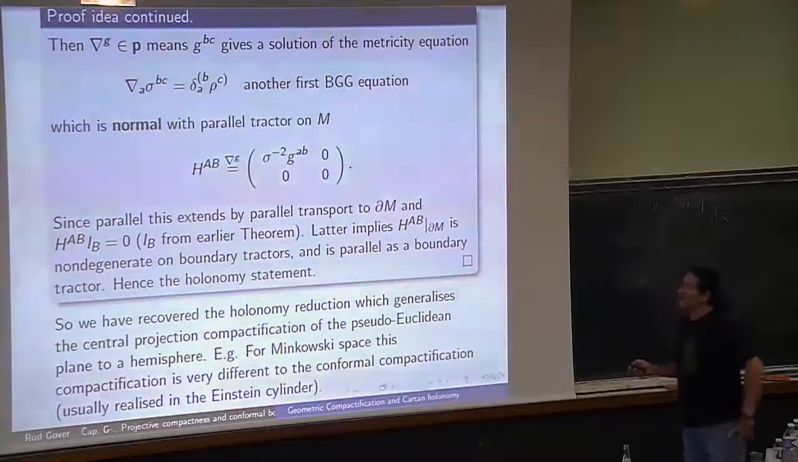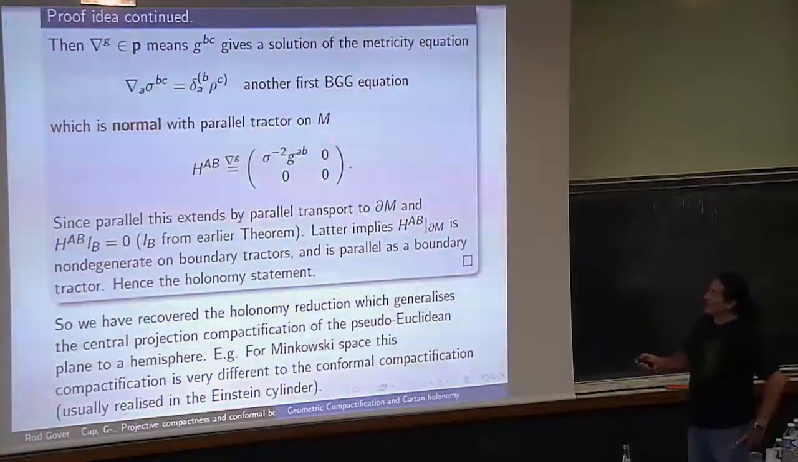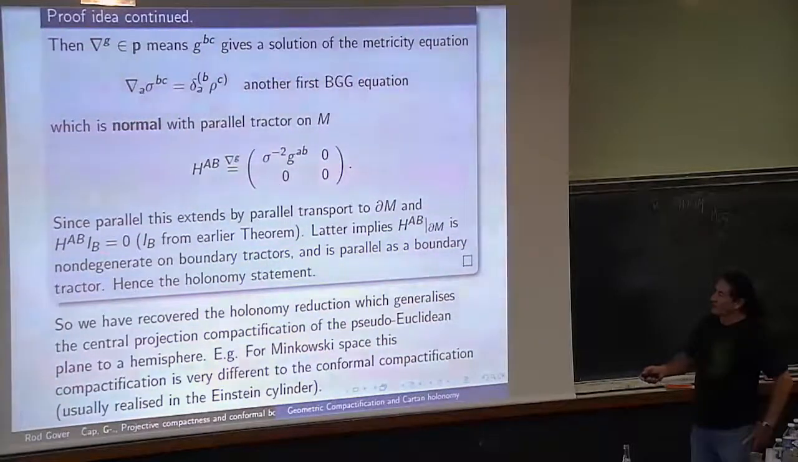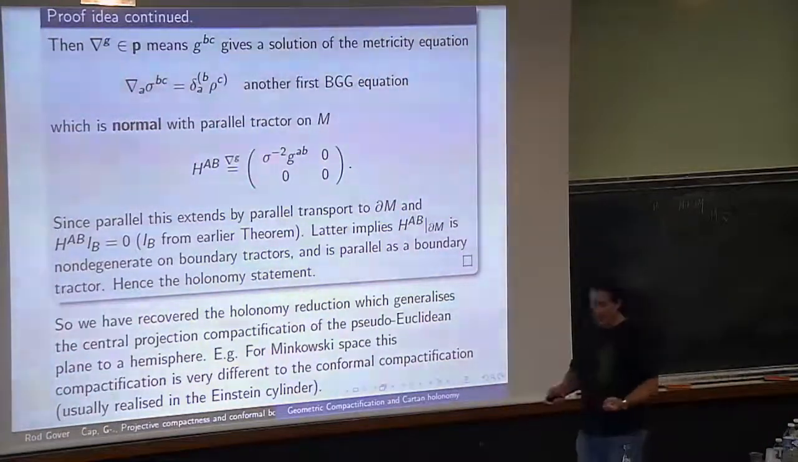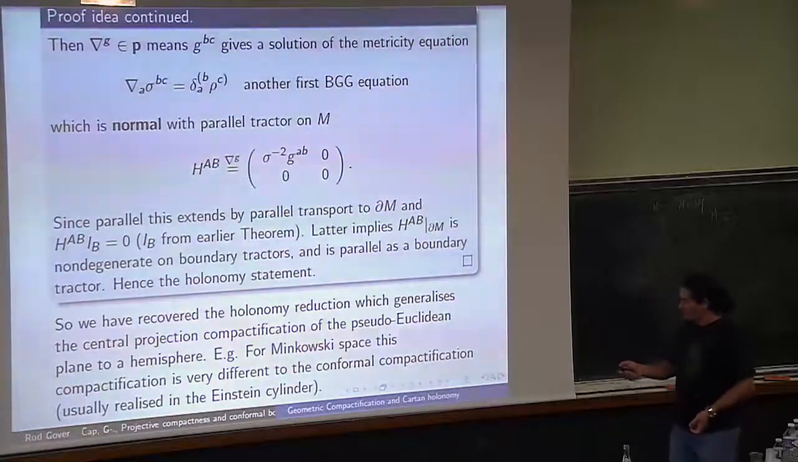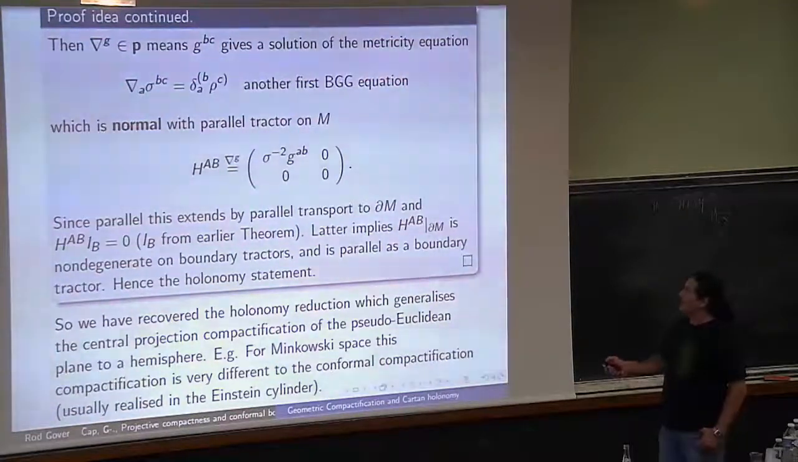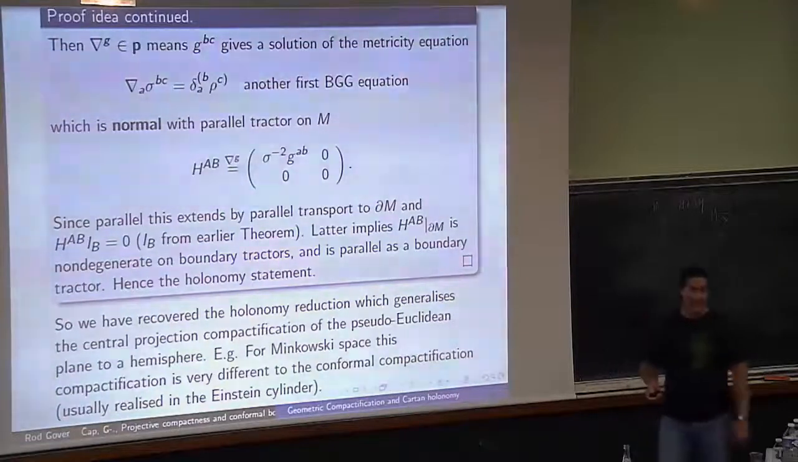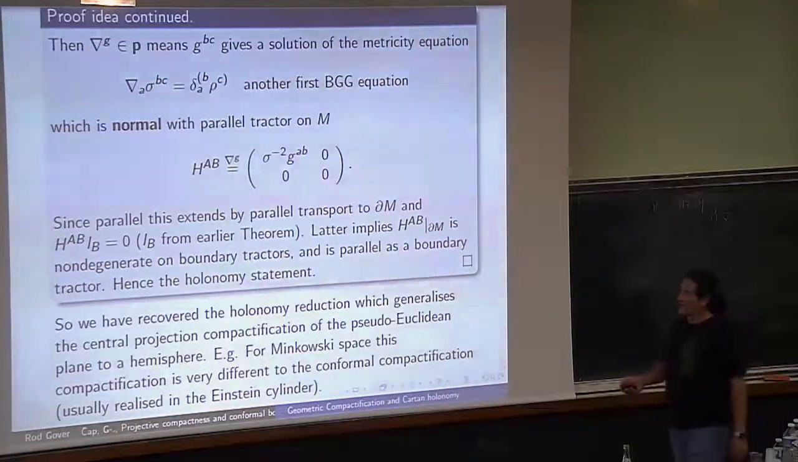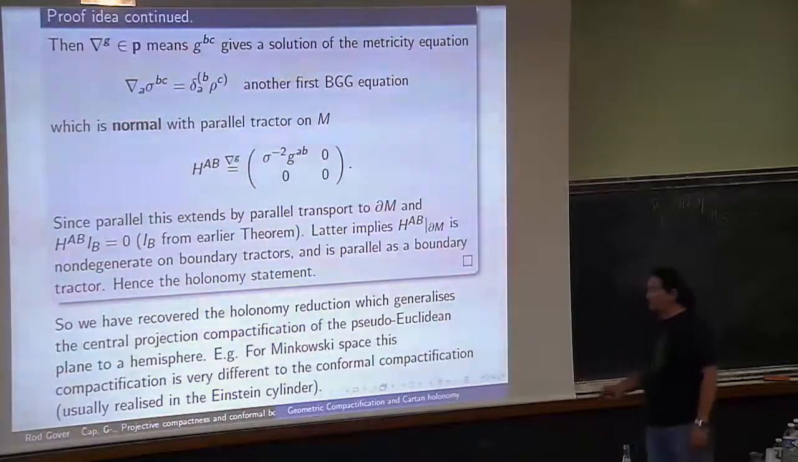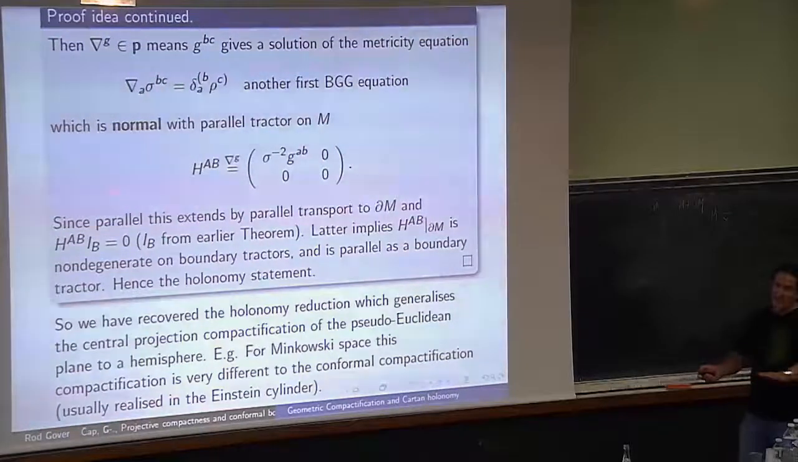So this thing is parallel, so it extends to the boundary. And you can see that on the inside, it's exactly orthogonal to this other parallel tractor that we had, because we had this alpha equals 1 projective compactification for the connection. So we have two parallel objects, the standard cotractor, which was in before, and now this object, and they're orthogonal. And when you get to the boundary, that exactly means that this thing, when it gets to the boundary, can be interpreted as a boundary tractor, and it's non-degenerate there. That's why this parallel object on the boundary gives you this holonomy reduction for the boundary structure with a lot of geometric content.